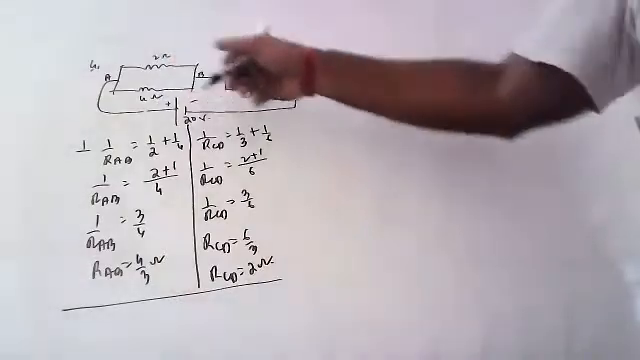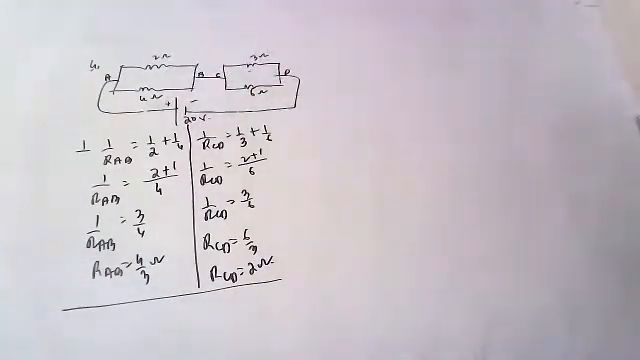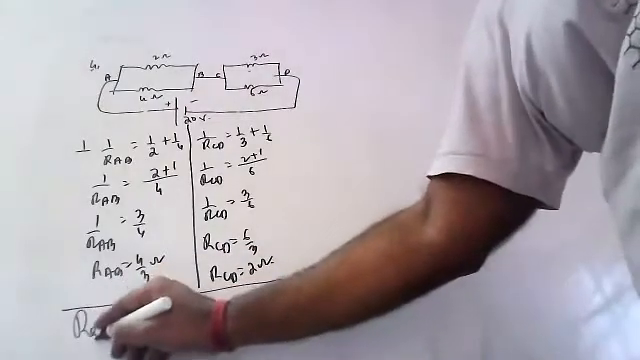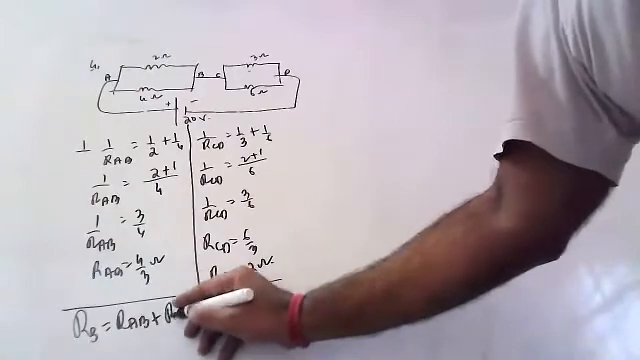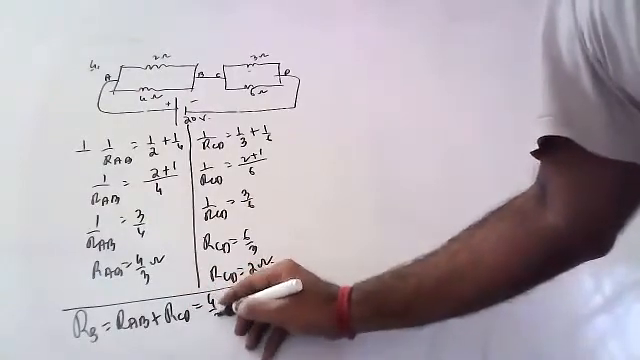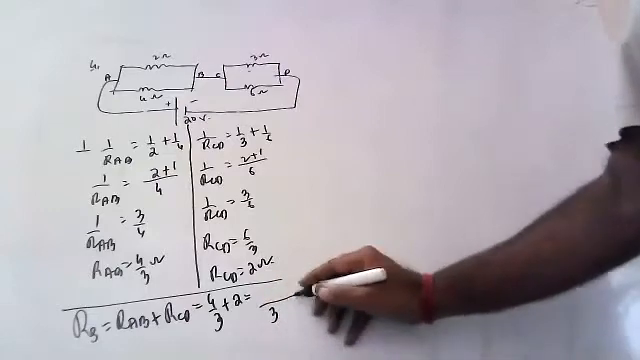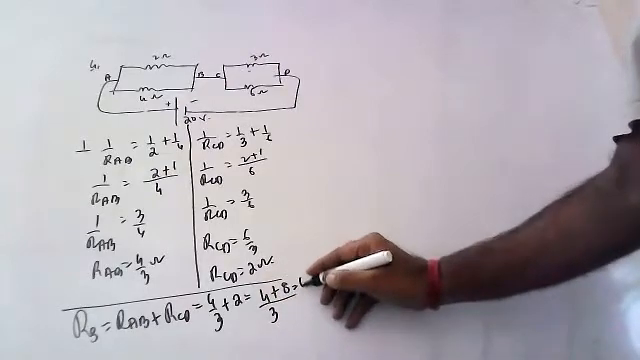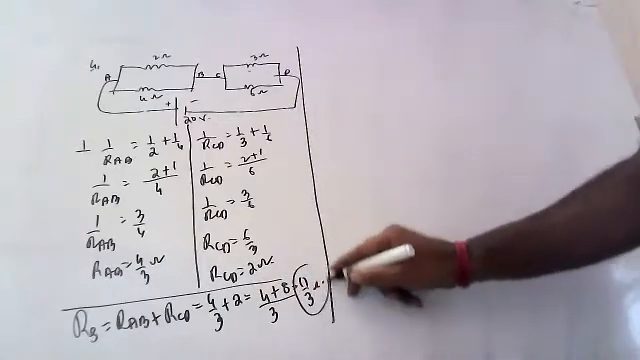Now, these both are in series, children. These both are parallel, these both are parallel, but these both are in series. In series, what is the formula, children? R1 plus R2, which means RAB plus RCD. 4 by 3 plus 2 is the answer, children. So if you take 3 as the LCM, 4 plus 6, 10 by 3 ohms is the total resistance in the circuit. 10 by 3.